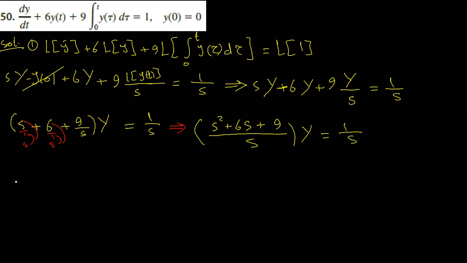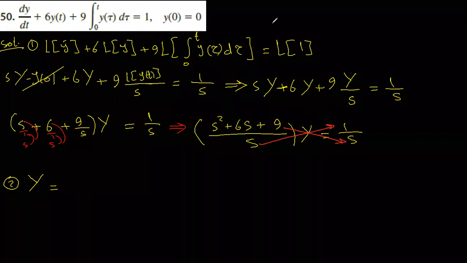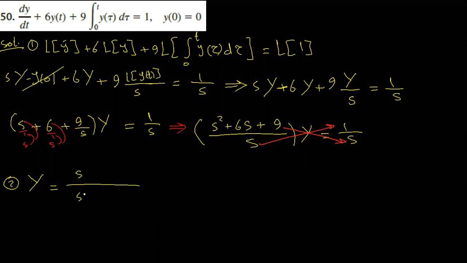Don't forget that your second step is to eliminate Y capital. How to find Y capital? We can cancel 1 over s with 1 over s. Yes, you are right. Or multiply both sides by s to cancel it out, then divide by this bracket. Or cross product, take this up and take this down. You are free. Okay, so for me now, I'm going to write the following: s divided by s times s squared plus 6s plus 9. Cancel out s with s.